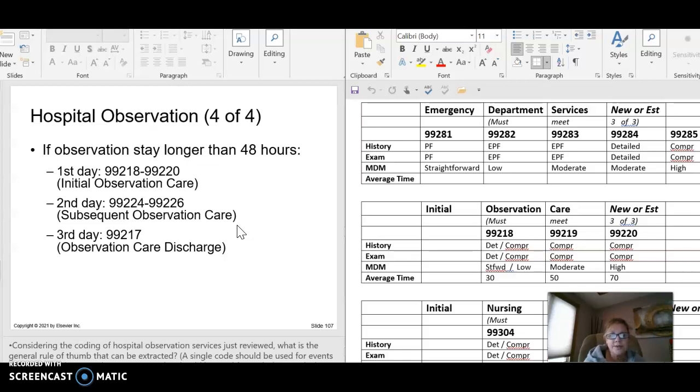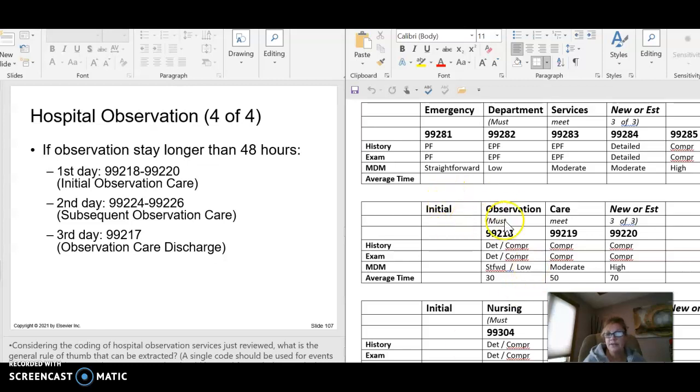The biggest thing you will see is that you only need 2 out of the 3 key components. For the initial, you need 3 out of 3, because the first time that patient is admitted they're probably going to do a pretty extensive history. The next day when the doctor comes in and does a daily, I always relate subsequent as daily, it's not going to be as detailed a history.